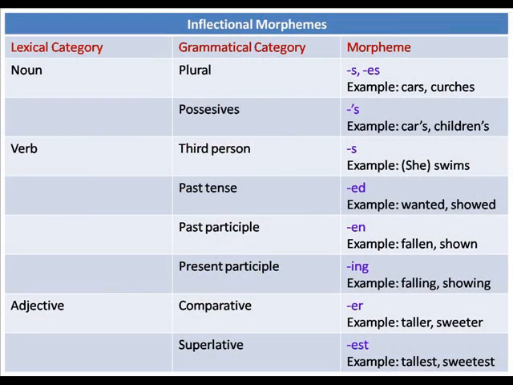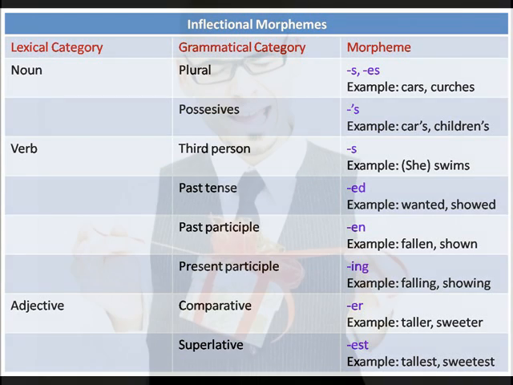There are 8 types of inflectional morphemes. Adding S or ES to make something plural, adding apostrophe S for possessive, showing verb tense by adding S, ED, EN, or ING, or adding ER or EST to show comparison.